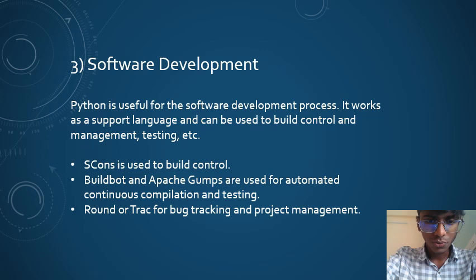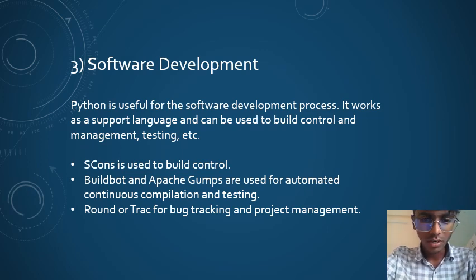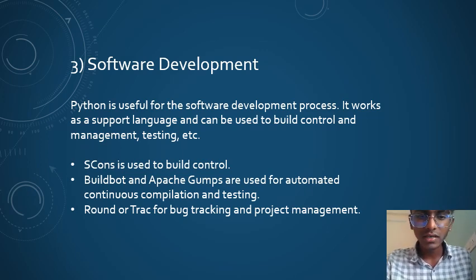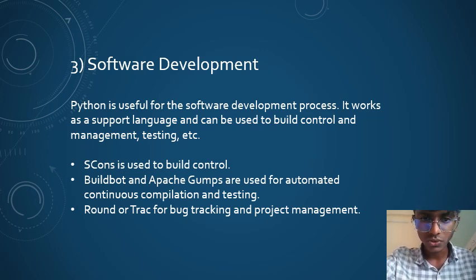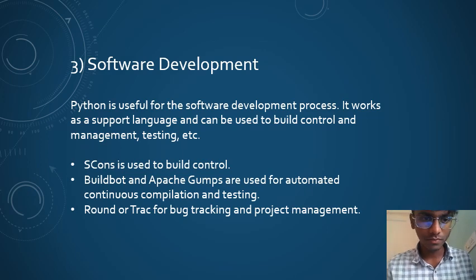SCons is used for build control. Buildbot and Apache Gump are used for automatic continuous compilation and testing. Roundup and Trac are used for bug tracking and project management. These are all management and testing components which are used for software development nowadays. Hope you understood these basic software development applications.